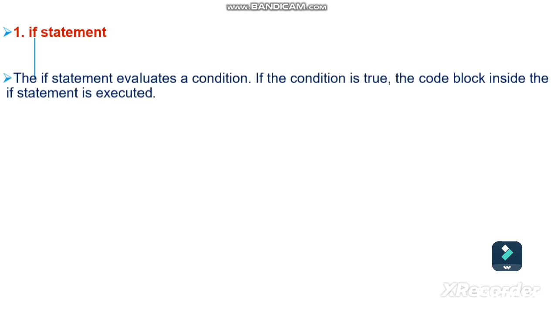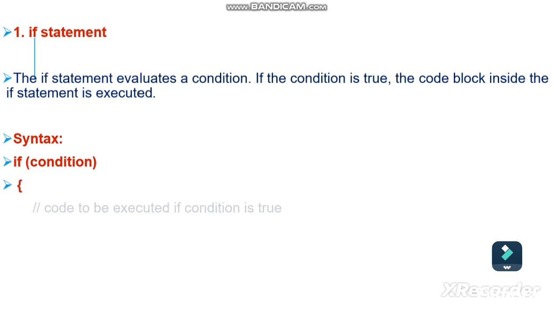The first conditional statement is the if statement. The if statement evaluates a condition. If the condition is true, the true body of the code will be executed. There is no else part for this syntax. If condition, open the bracket, and this is the code to be executed if the condition is true.